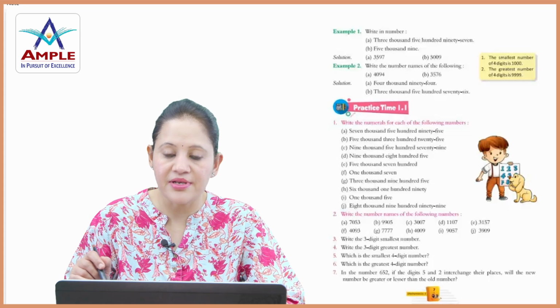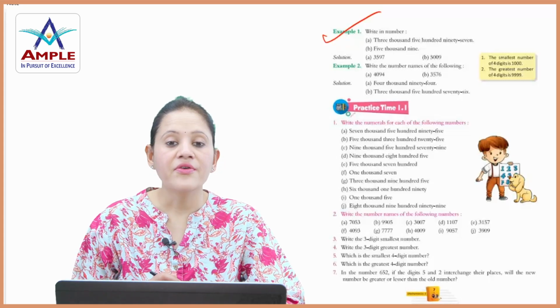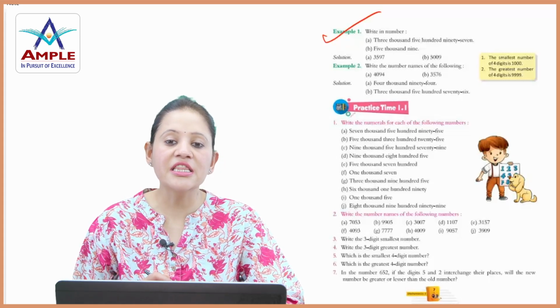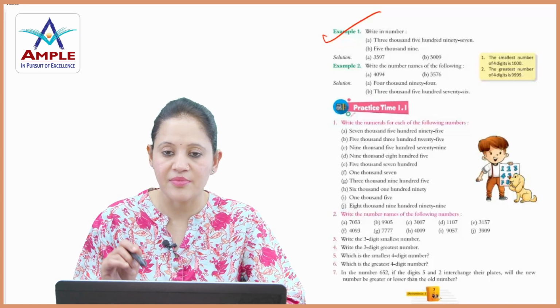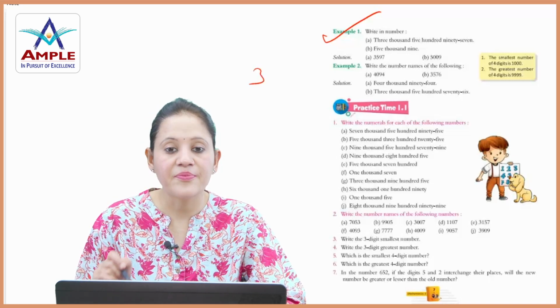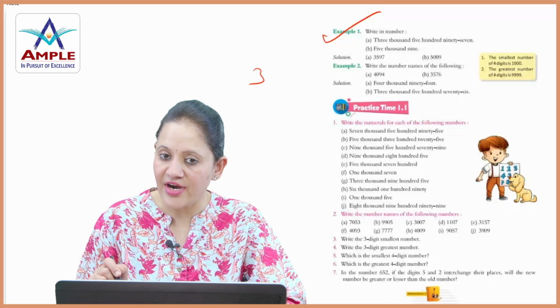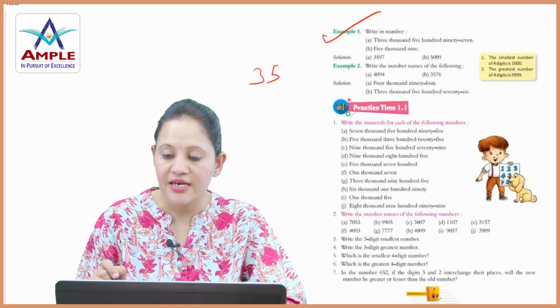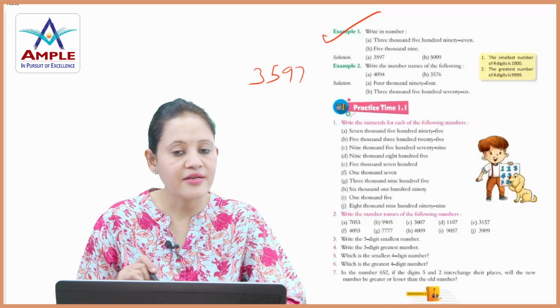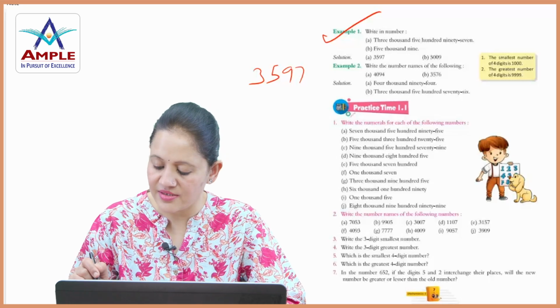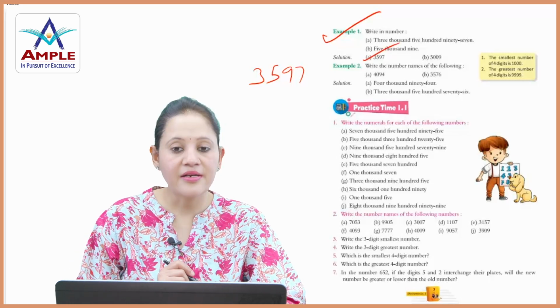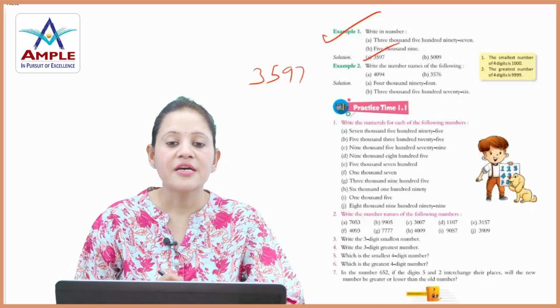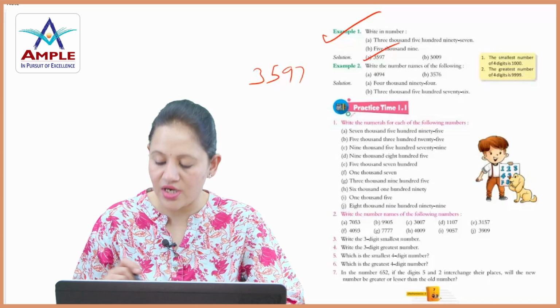Next, we will take an example. Write in numbers: three thousand five hundred ninety-seven. We have to write 3000 and 597. This is our number, 3597. Clear?